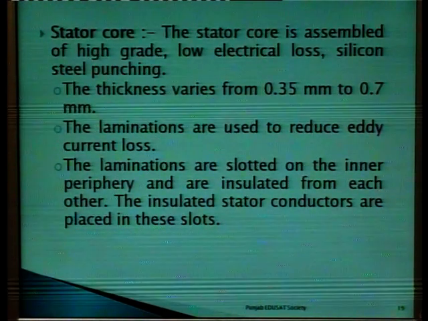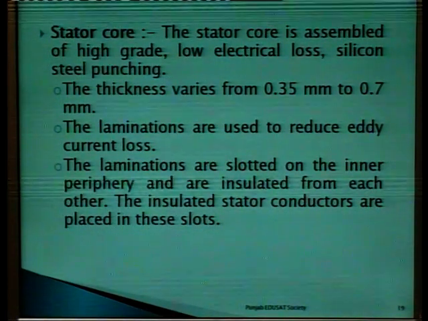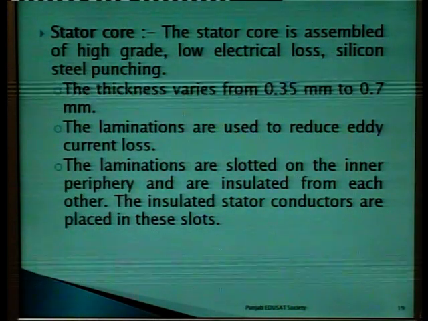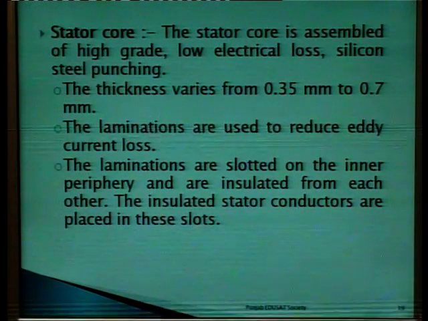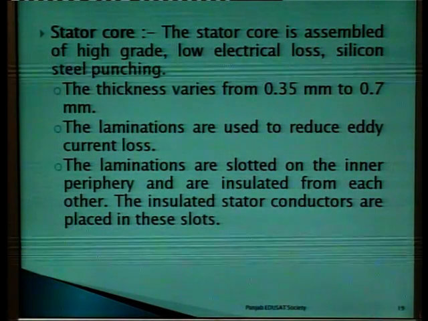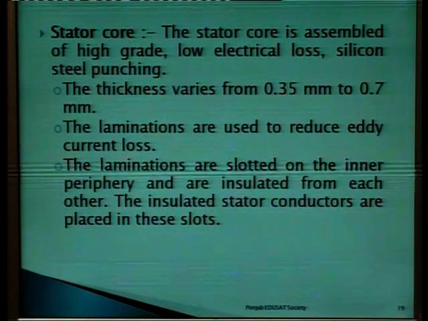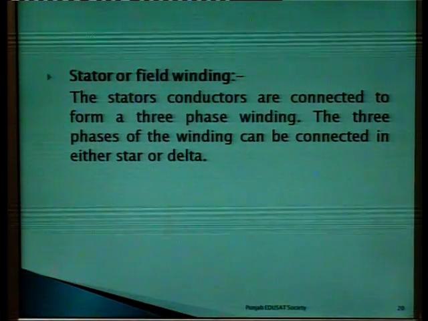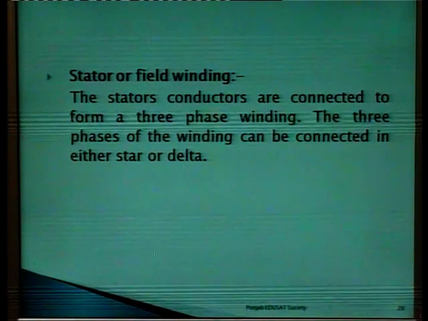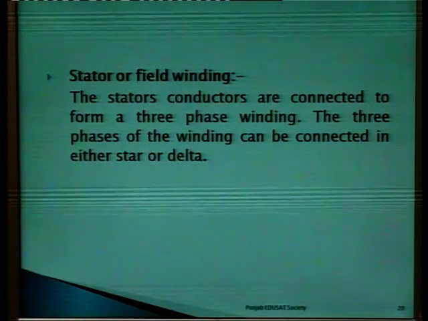Stator core. The stator core is assembled of high grade, low electrical loss silicon steel punching. The thickness varies from 0.3 mm to 0.7 mm. The laminations are used to reduce eddy current losses as in the case of a transformer. The laminations are slotted on the inner periphery and are insulated from each other. The insulated stator conductors are placed in these slots. Stator or field winding: the stator conductors are connected to form a 3-phase winding. The 3 phases of the winding can be connected in either star or delta.